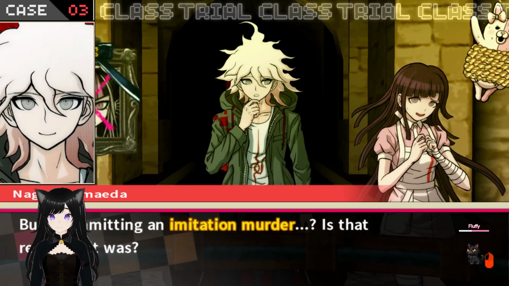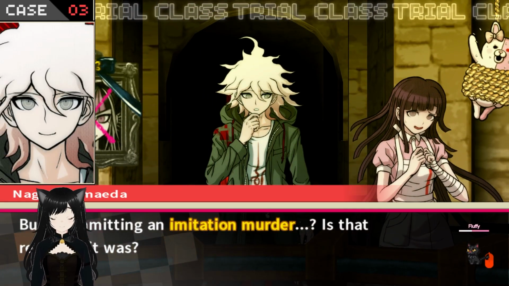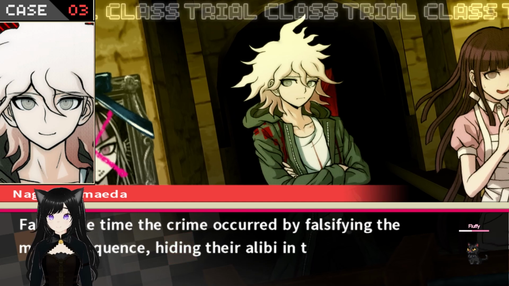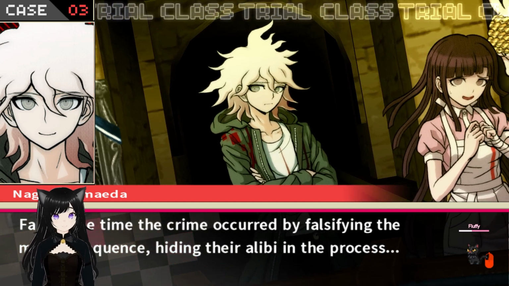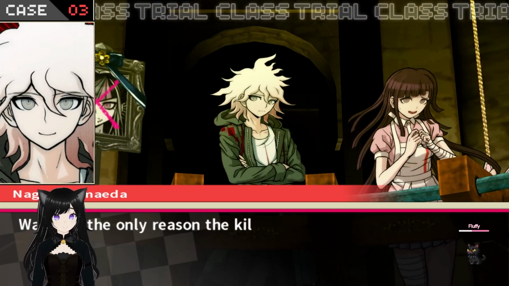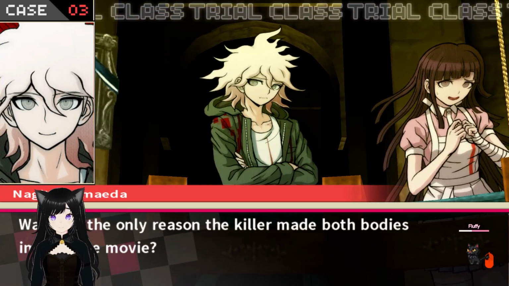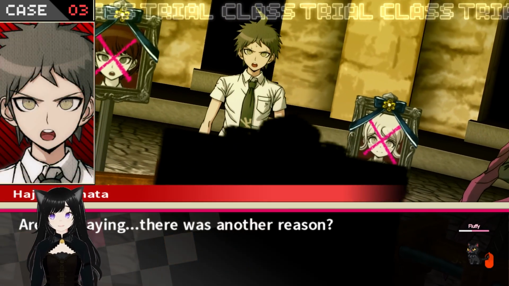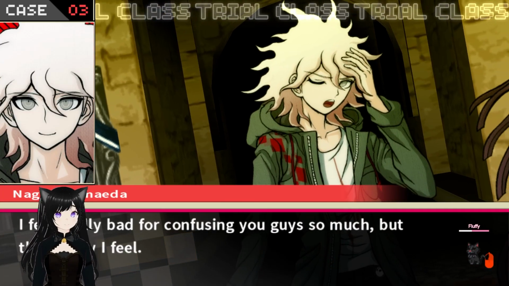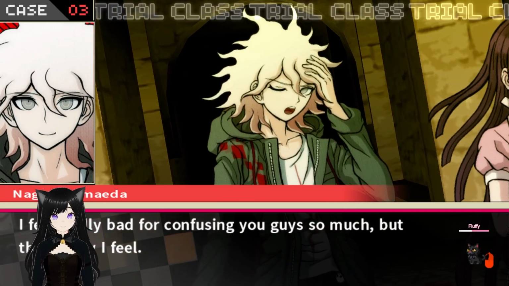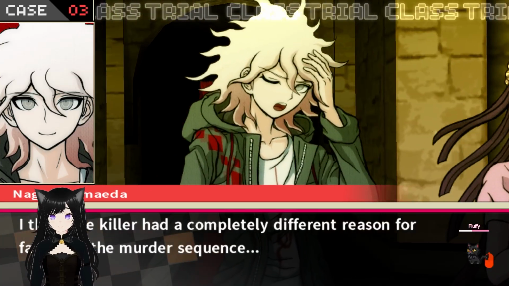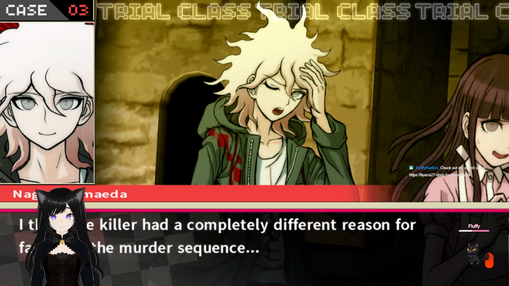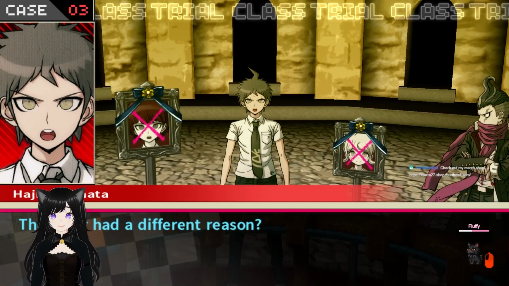But committing an imitation murder, is that really all it was? I don't know. Is it? Faking the time the crime occurred by falsifying the murder sequence, hiding their alibi in the process? Was that the only reason the killer made both bodies imitate the movie? I don't know. Is it? Are you saying there was another reason? Maybe. What would it have been? I feel really bad for confusing you guys so much, but that's how I feel. I think the killer had a completely different reason for falsifying the murder sequence. Oh man. Talk about throwing a monkey wrench into the plans. The killer had a different reason.